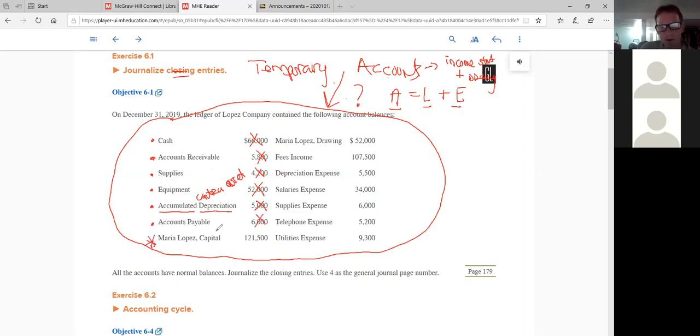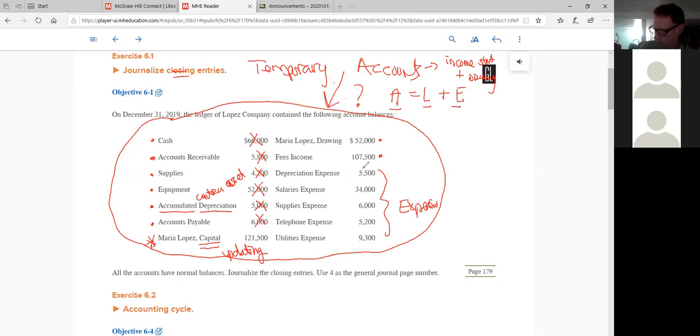And then of course, we get to capital. Now, capital is not a temporary account. It's a permanent account. And we're not going to be closing it out, but it's the only permanent account that we use in the closing process because we are simply going to be updating it, not closing it out, but updating it. Okay. Now, everything else, here we got the drawing, fees income, and then these are all of your expenses right there. I'm just going to summarize this. All those are temporary accounts.